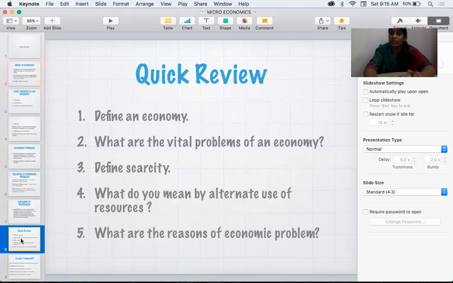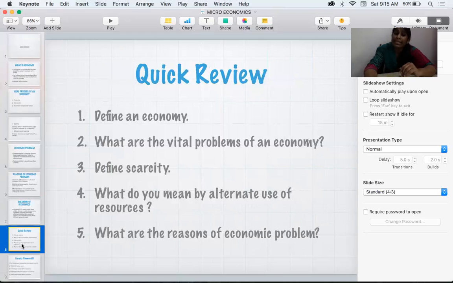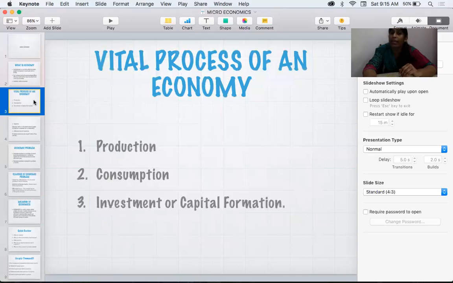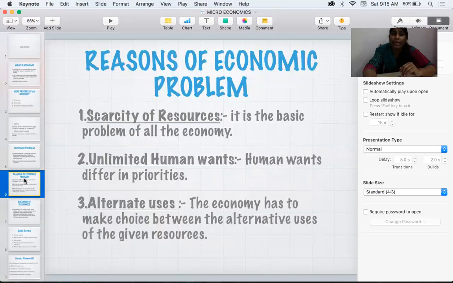So we have finished what is economics by checking what is an economy. Let's have a quick review. What is an economy? First, I told you it is a system which provides people the means to work and earn an income. An example of an economy is the Indian economy. Next, what are the vital problems of an economy? The vital problems of an economy are scarcity of resources, unlimited human wants, and alternate uses.